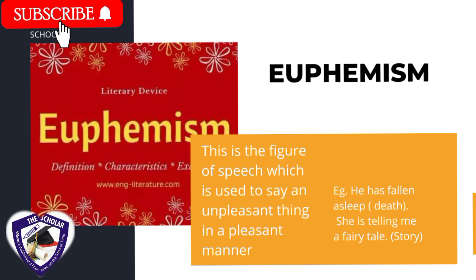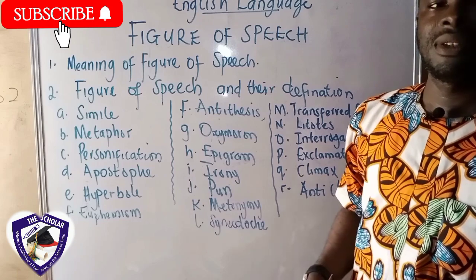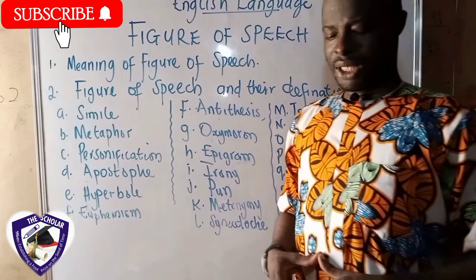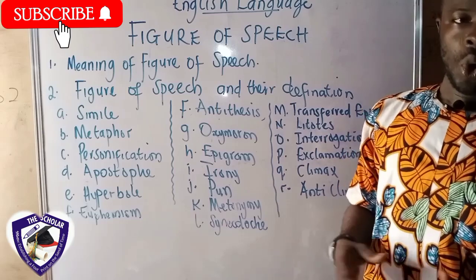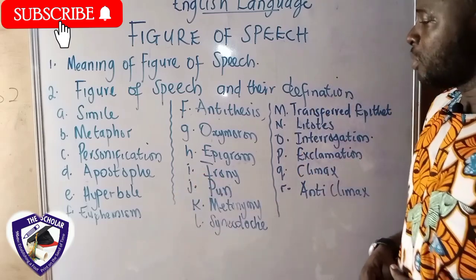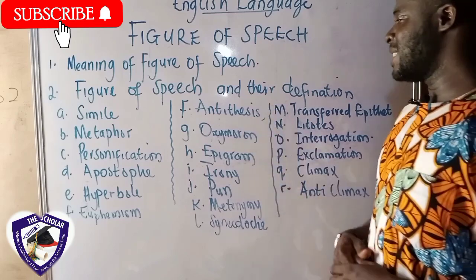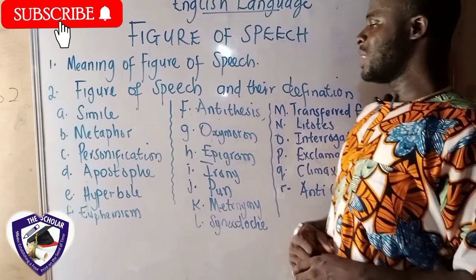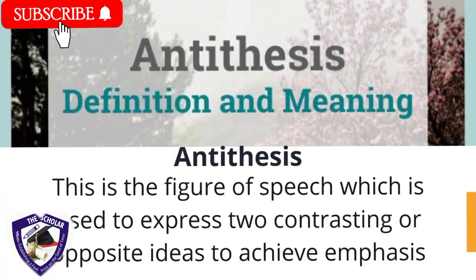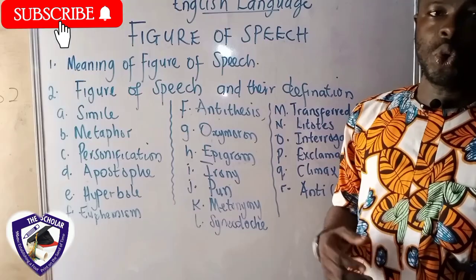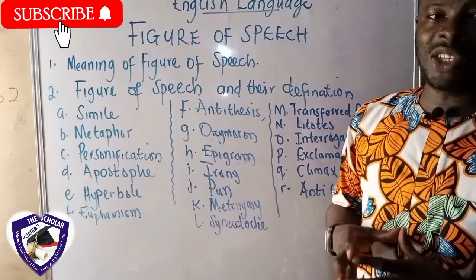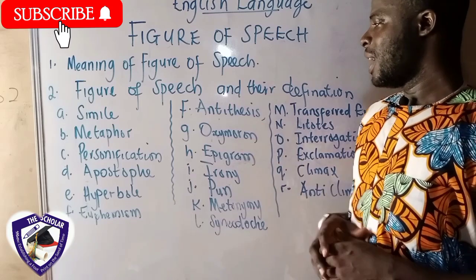We can also say she is telling a fairy tale. Why not say she's telling a story? She's telling me a fairy tale. So all these are things that will better explain what euphemism is about. The next is antithesis. So when we say antithesis, what are we referring to? An antithesis is a figure of speech that is used to express two contrasting or opposite ideas to achieve emphasis. Two contrasting opposite ideas to achieve emphasis is what we refer to as antithesis.